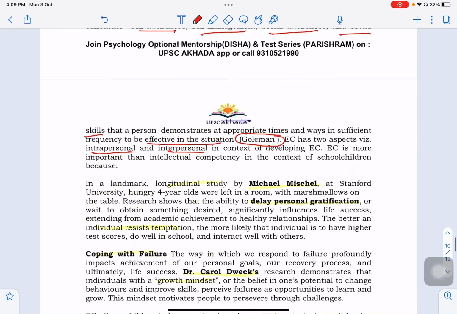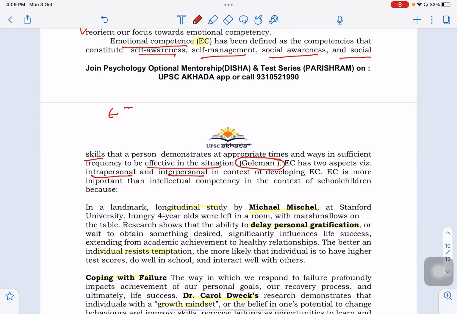So EC, see the difference between EI and EC. EI is emotional intelligence, and EC is emotional competency. It is the same difference as between science and technology. EI is the knowledge about our emotions: what emotions are, my emotions, other people's emotions. You know that, but when you apply those ideas, those thoughts, those skills, that is competency. So there's a difference between EI and EC, and we should know that.